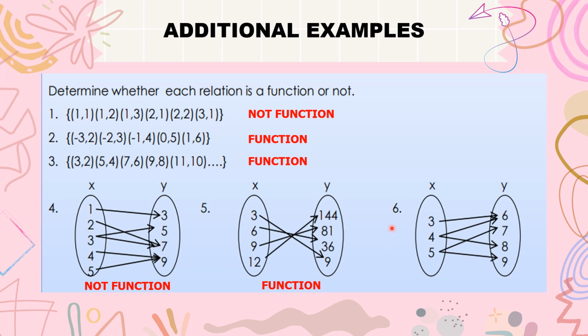Number 6. 3 paired to 6. Yung 4 natin, twice siyang na-pair. Na-pair sa 6 at na-pair sa 8. Ganon din yung ating 5. 5 na-pair sa 7, 5 na-pair sa 9. So yung 4 at 5 ay dalawang beses na-pair sa ating y values. So it is not a function. Kasi twice na-pair yung ating x values sa y values.